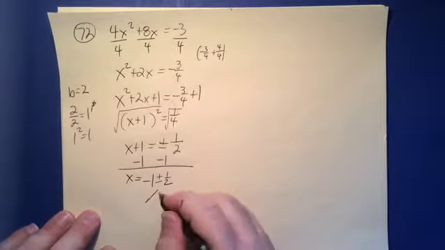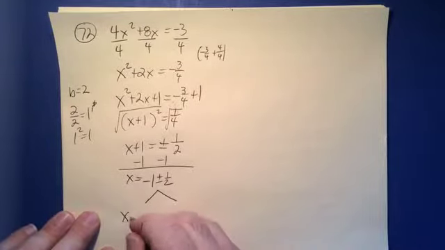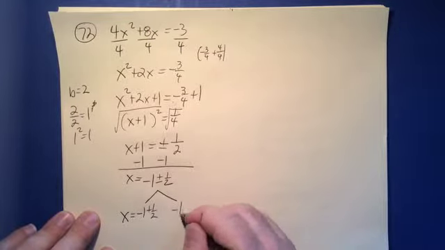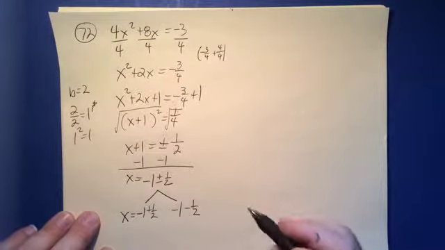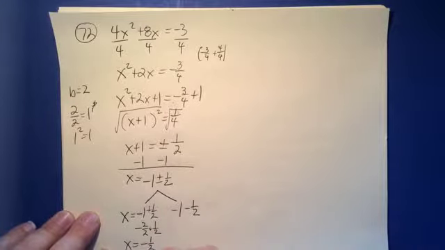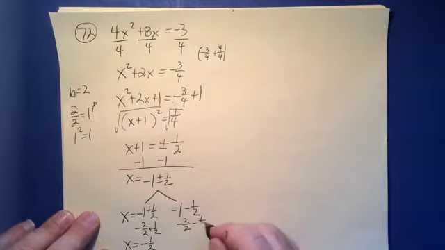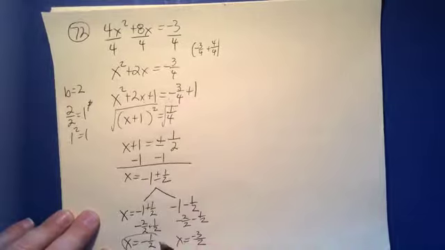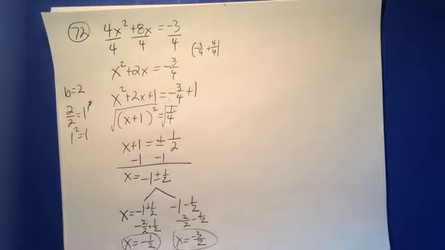which can simplify to negative 1 plus 1/2, or negative 1 minus 1/2. Well, negative 1 plus 1/2, you can write this as negative 2/2 plus 1/2. x will equal negative 1/2. Here you write this as negative 2/2 minus 1/2, and x will equal negative 3/2. And these are the two answers for question 72.